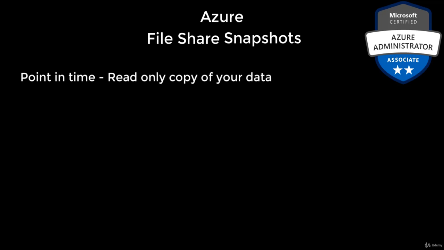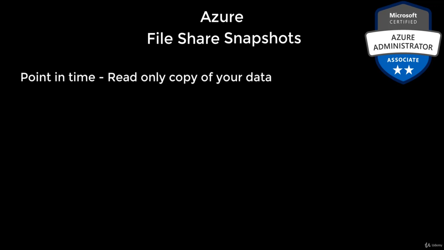Let's say you're working on your file share and all of a sudden you accidentally delete some data. Or maybe you ran a script that accidentally deleted a bulk of data. How will you get back your data? If you had taken backups, or if there was a snapshot, that can restore it back in time. Azure File Share Snapshots is just that.